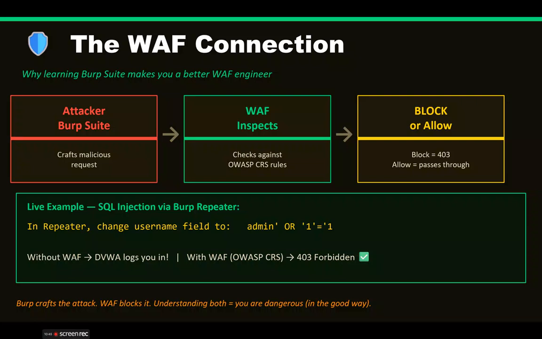In Repeater, change the username field to a classic SQL injection string. Against a system with no firewall, DVWA might log you straight in. With a properly tuned WAF, you get a 403 forbidden instead. So Burp crafts exactly the kind of attack your WAF rules need to catch. Understanding both sides is what makes you genuinely good at this.